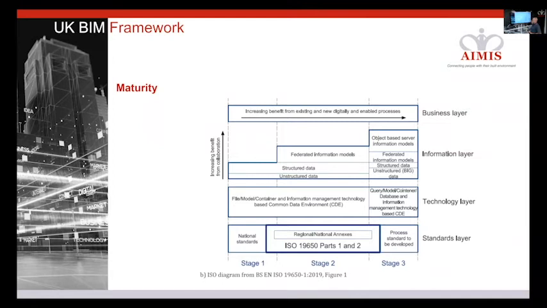The standards layer, technology layer, and information layer were always there in the wedge. They're just depicted slightly differently in this diagram. But then we do have this addition of the business layer here, which is essentially saying, as your maturity grows throughout BIM from stage 1 to 3, the business benefits that you can expect to achieve, regardless as to what part you play within a BIM project, your business layer, your business benefits will also increase as your maturity increases. So the maturity matrix is still there, it's just slightly different.